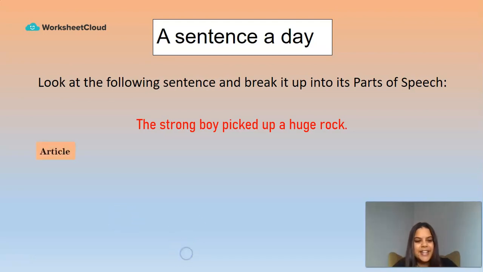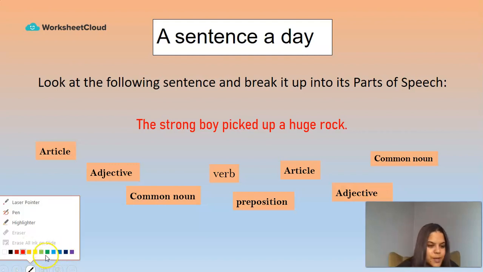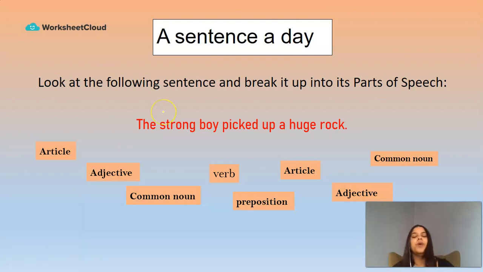So, okay, let's see. There's an article, an adjective, a common noun, a verb, preposition, article again, adjective, and a common noun. Okay, they are in order as they appear now. But I purposefully did not create the arrows because I wanted us to do that together. So let me get my pen out and you can get your pen out also, and we can now work out the different parts of speech and break the sentence up.